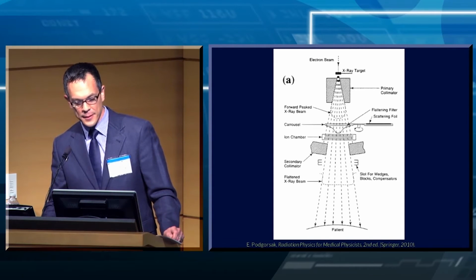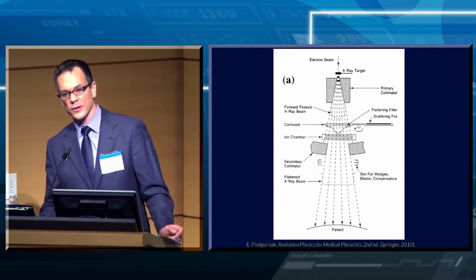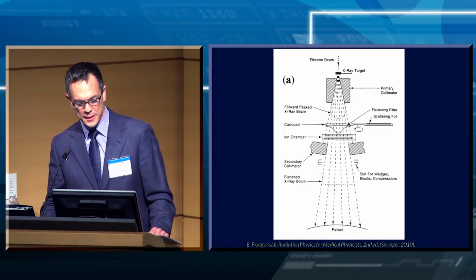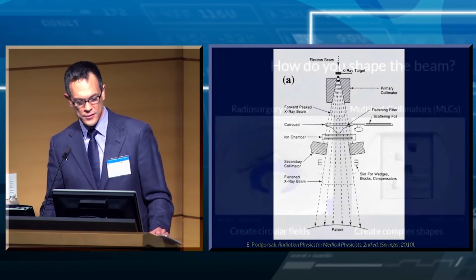They get collimated by a primary collimator, and they become a forward-peaked beam, which then hits a conical flattening filter, which flattens out the beam like this. And then in the meantime, it goes through a secondary collimator and then something called a multi-leaf collimator that I'll talk about in a minute so that you can shape the beam, and then it gets to the patient. So that's basically how a LINAC works.